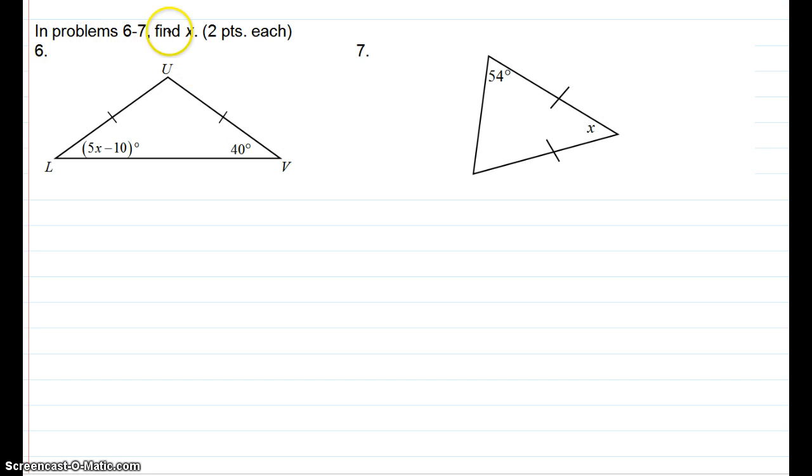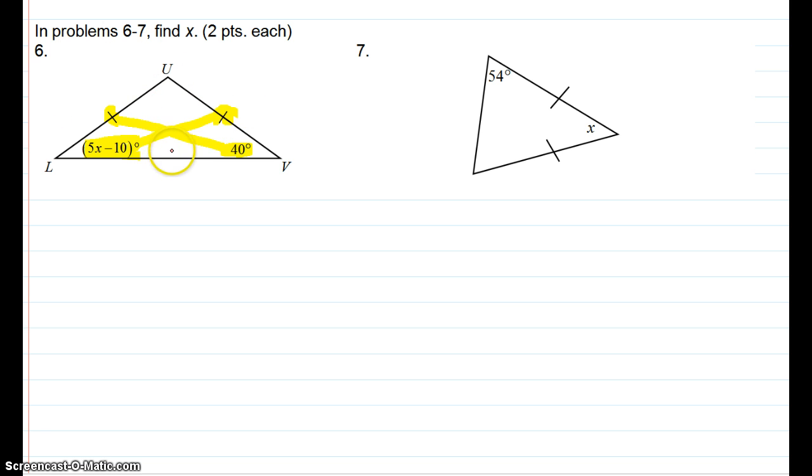And problems 6 and 7, find the value of x. So what you need to notice is that this triangle is an isosceles triangle. When we have an isosceles triangle, that means the base angles, so the 5x minus 10 and the 40, are going to be equal to each other. And we know that these are the base angles because they're opposite this side. So this angle goes with this side, and this angle goes with this side. So the base angles are equal.